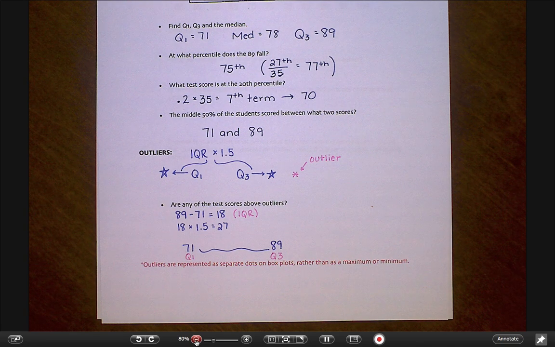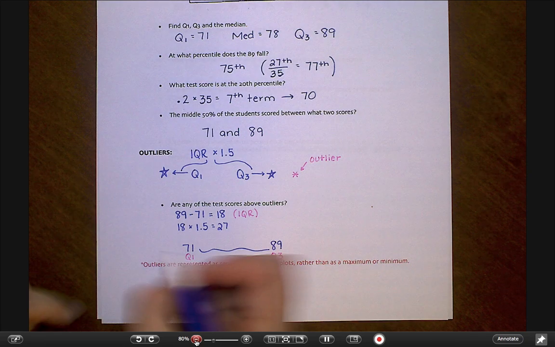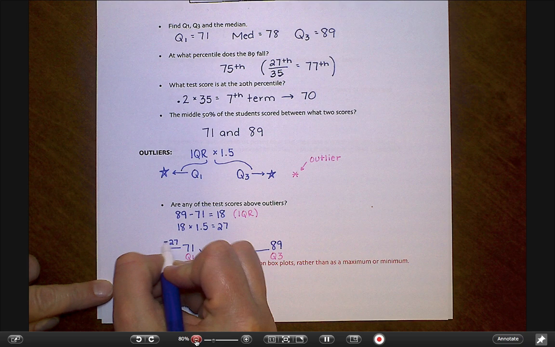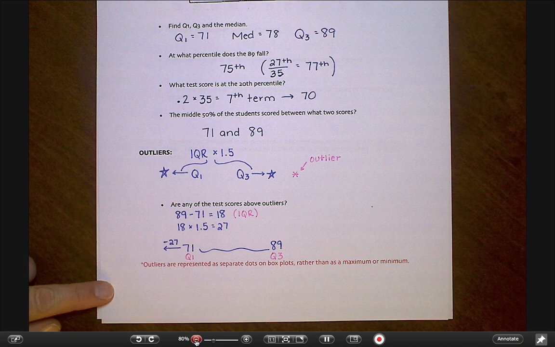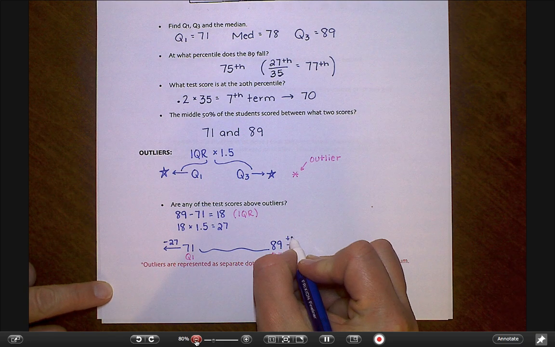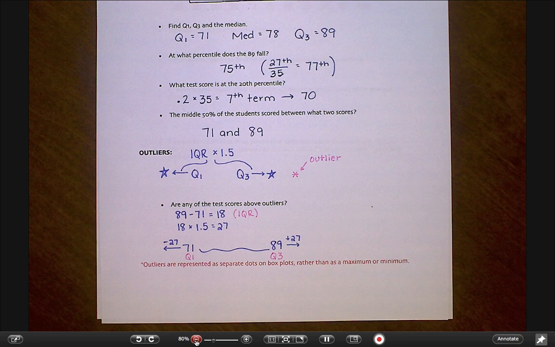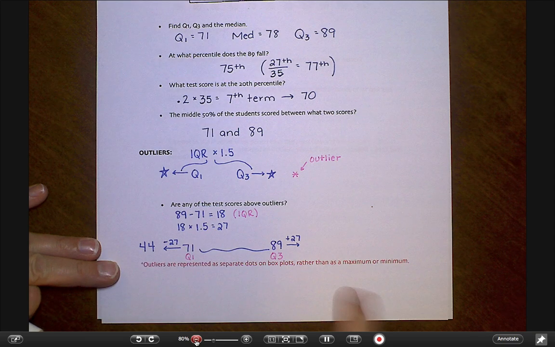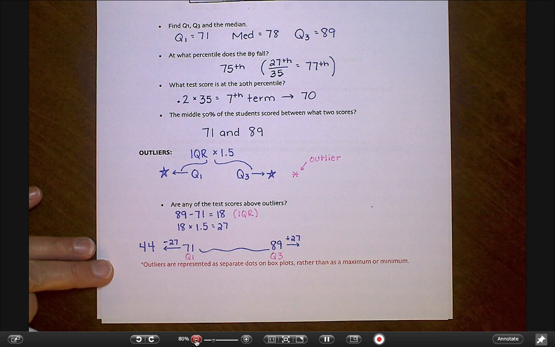What I'm going to do now is go 27 in either direction off that 71 and 89. So I'm going to go 27 back this way. And notice that to do that, really what I'm doing is subtracting if I'm trying to go to the left. And I'm going to go 27 up this way, so I'm going to add 27 over here. Okay, so let's see. 71 minus 27 gives me 44, and 89 plus 27 gives me 116.